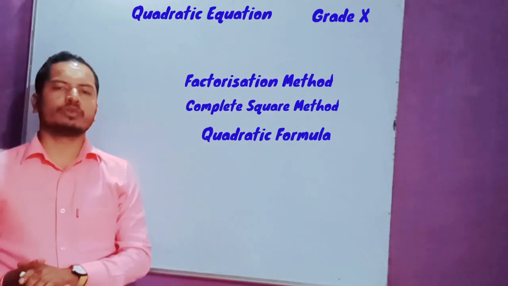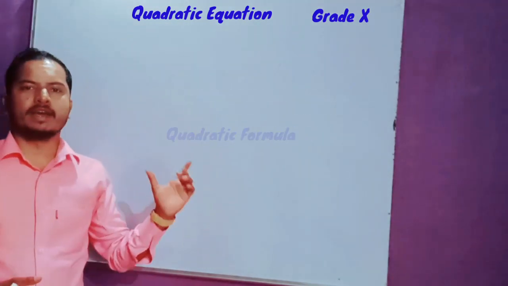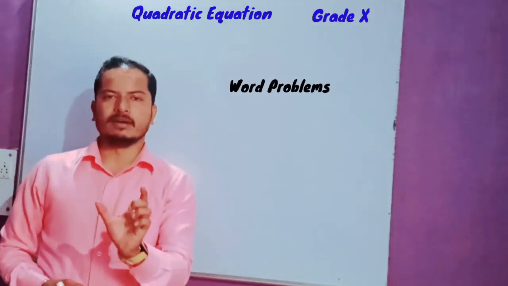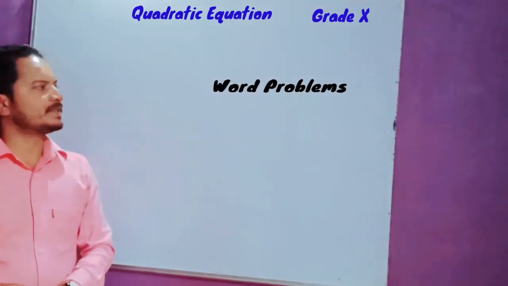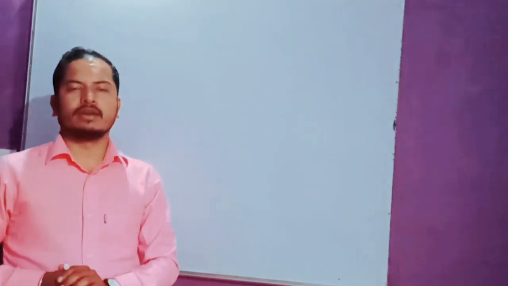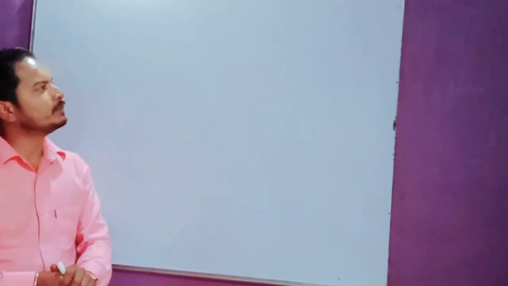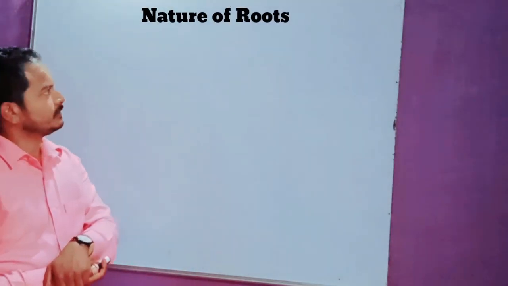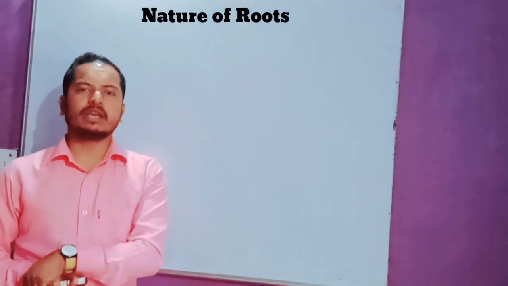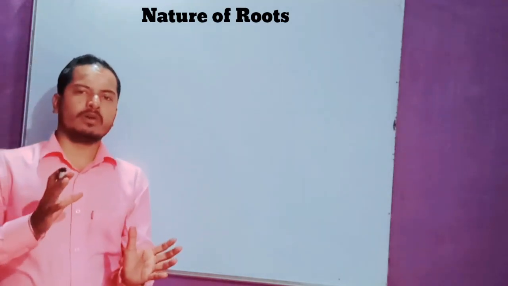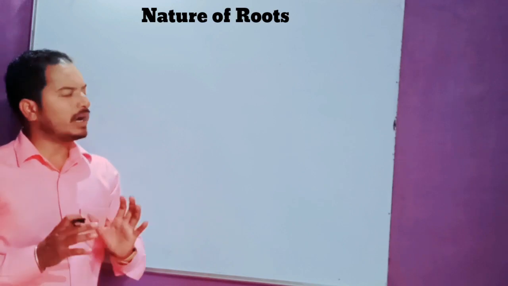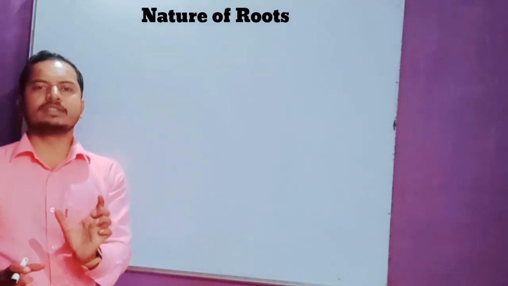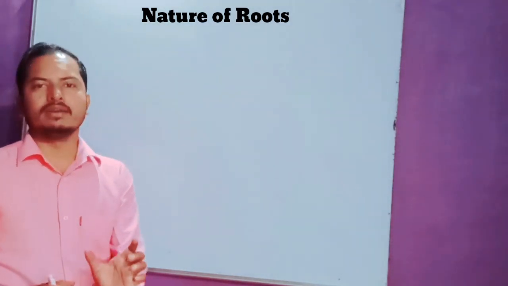After that, we have gone through some word problems regarding numbers as well as area and perimeters of some shapes. Now the last topic of this chapter, and the name of the topic that I am going to teach today is nature of roots of a quadratic equation. Now we have already found the roots of a quadratic equation by all three methods, and now we will try to find out how the nature of roots of a quadratic equation is determined.